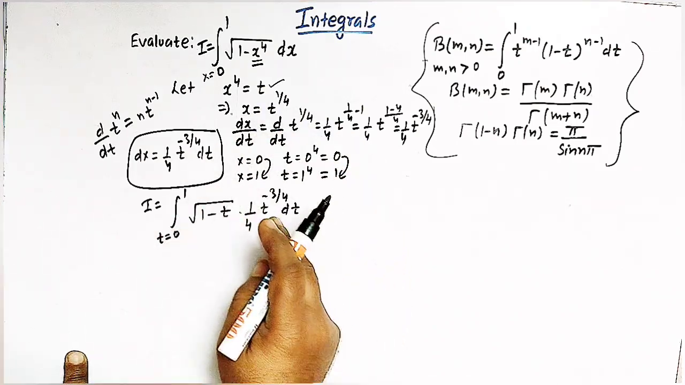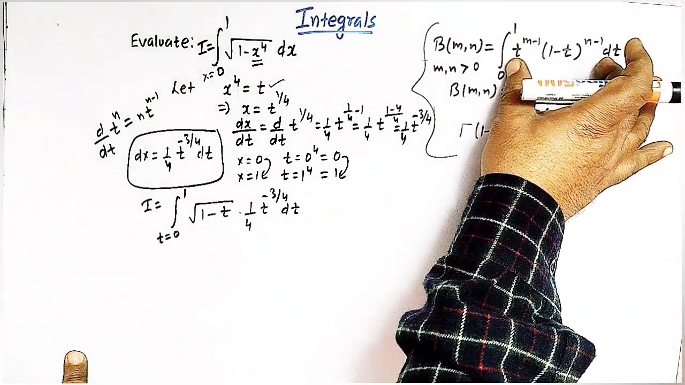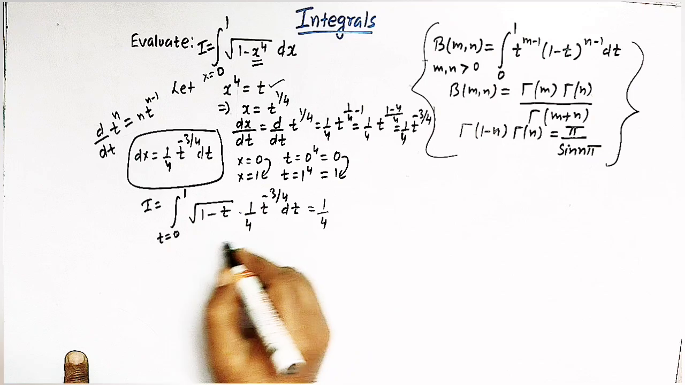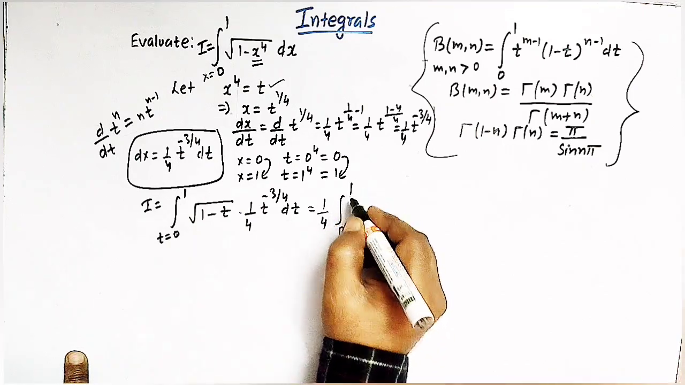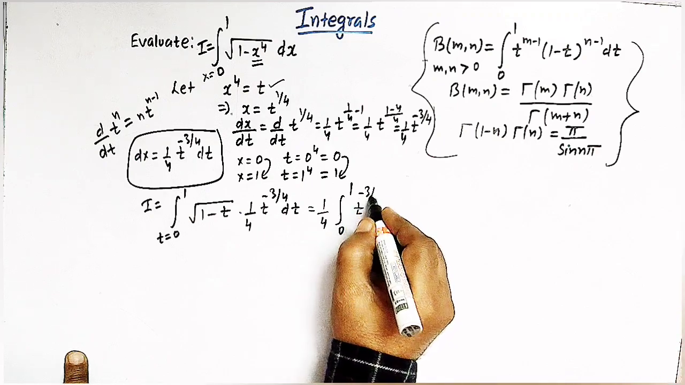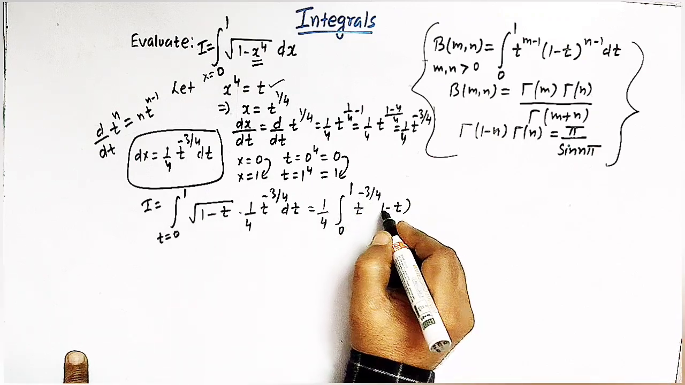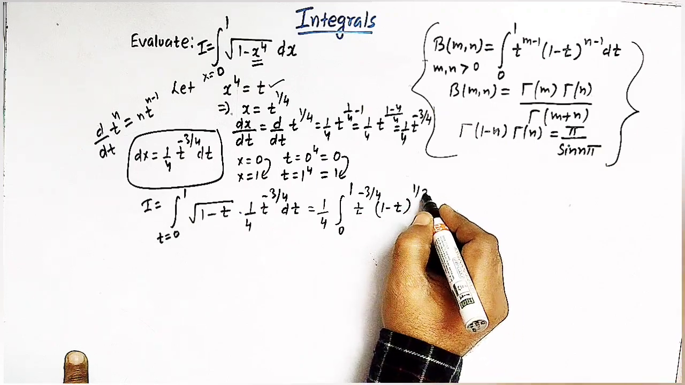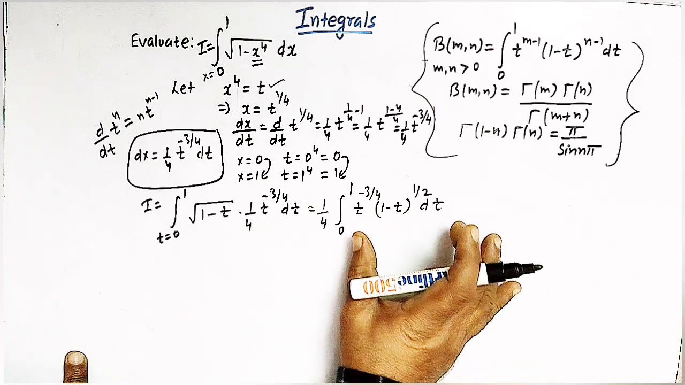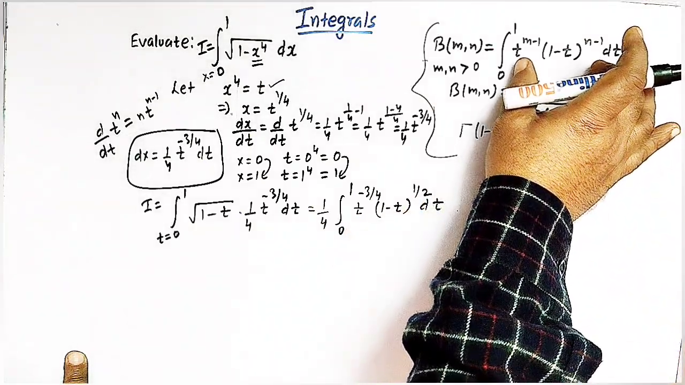So let us rearrange the terms so that we can form this type of integral. So we can take 1 by 4 outside the integral, and we have 0 to 1, and here we can write t raised to minus 3 by 4, and square root of 1 minus t can be written as 1 minus t raised to half, and here we have dt. Okay, now here let us compare this integral with this one.